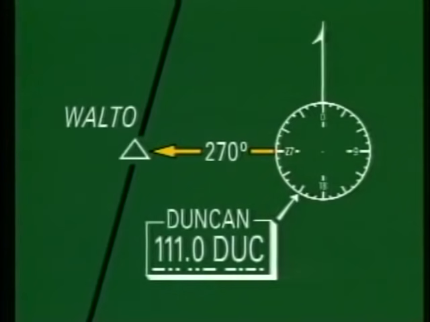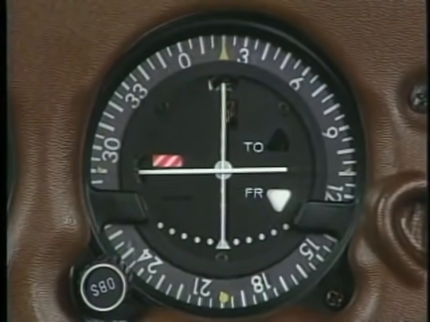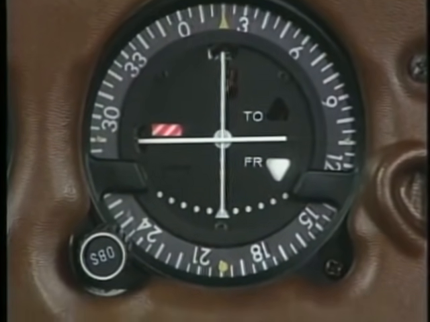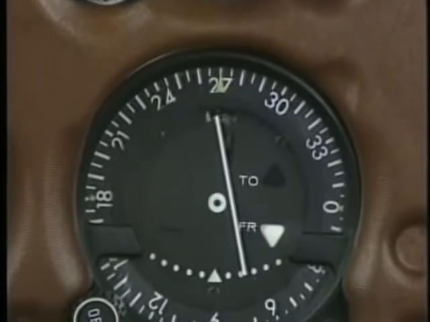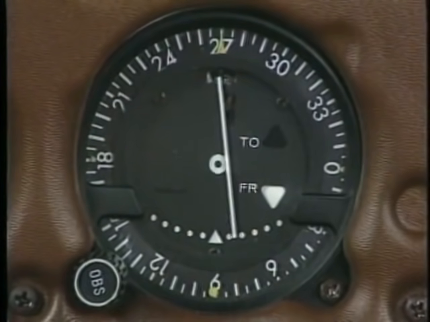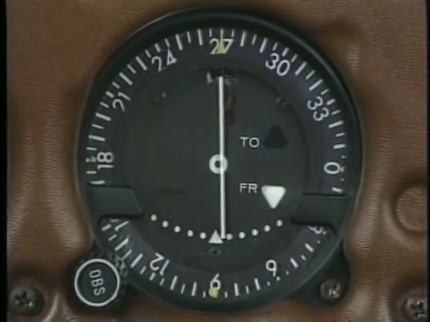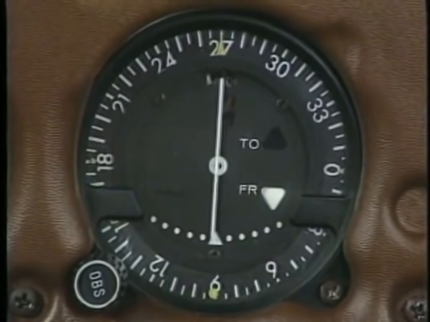Another skill you need for IFR navigation is identifying an intersection that is based on VOR. Here, you identify Walto by the intersection of the airway and the 270-degree radial from Duncan VOR. One indicator is used to navigate along the airway. The other one is tuned to the Duncan VOR, with the OBS set at 270 and a from indication. When the needle centers, you are at the intersection.